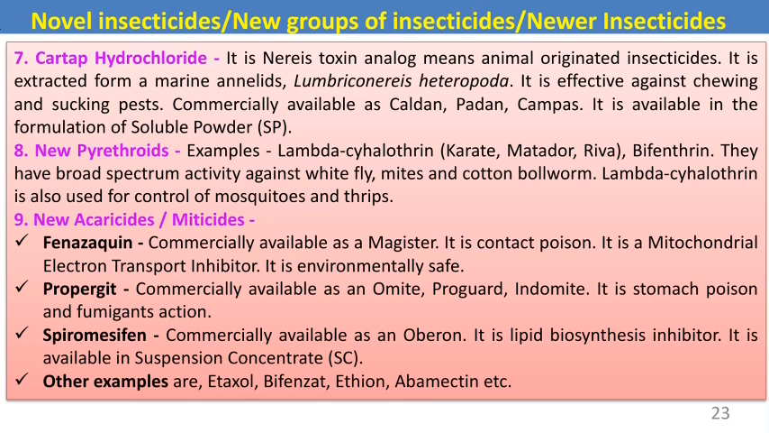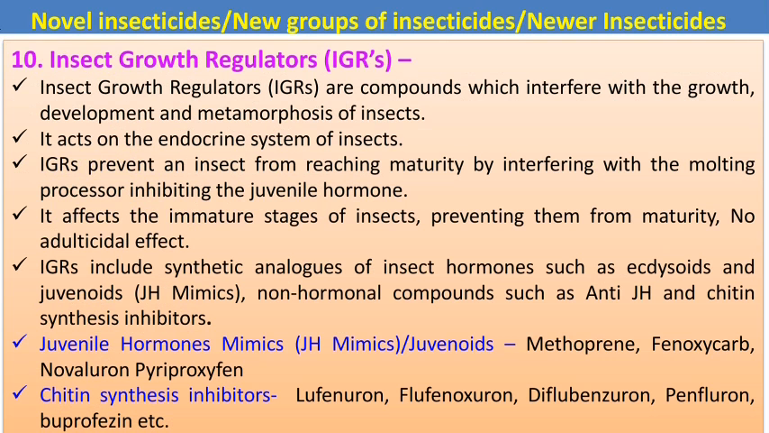Next are new pyrethroids. In that, lambda-cyhalothrin is mostly used. Then these are some examples of the new acaricides, that is fenazaquin, propargite, and spiromesifen. These are some of the examples of the novel insecticides.